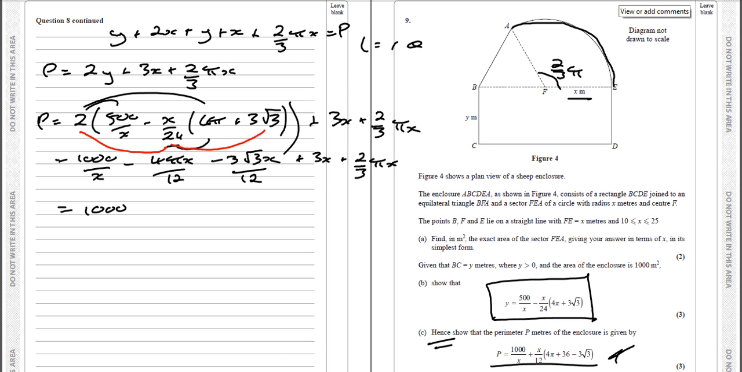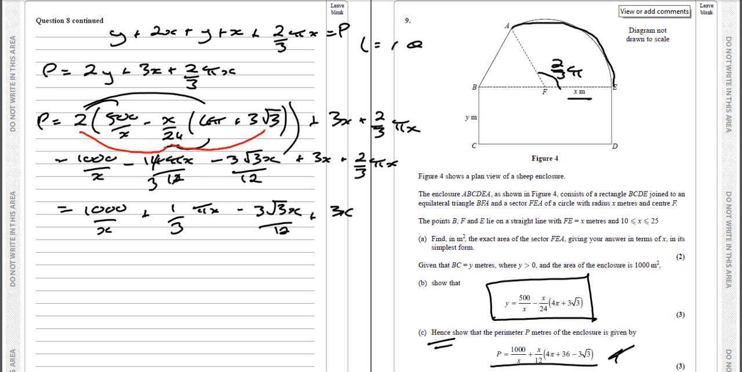And then let's simplify that down a little bit. So we've got 4 over 12, so that's 1/3. So minus 1/3 pi x plus 2/3 pi x, that's going to be plus 1/3 pi x. 1/3 pi x minus 3 root 3x over 12 plus 3x.